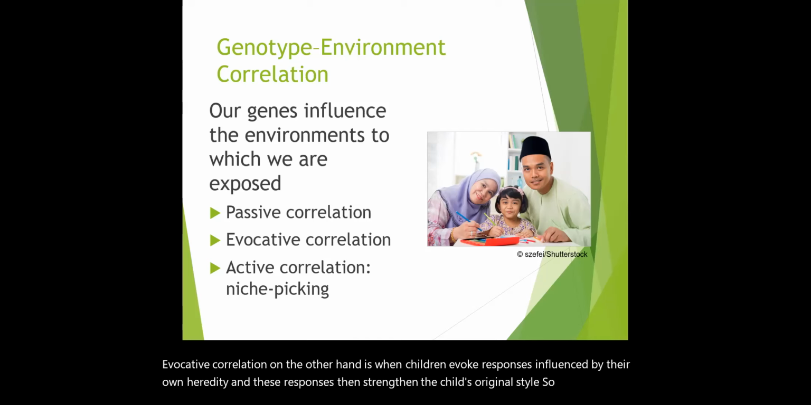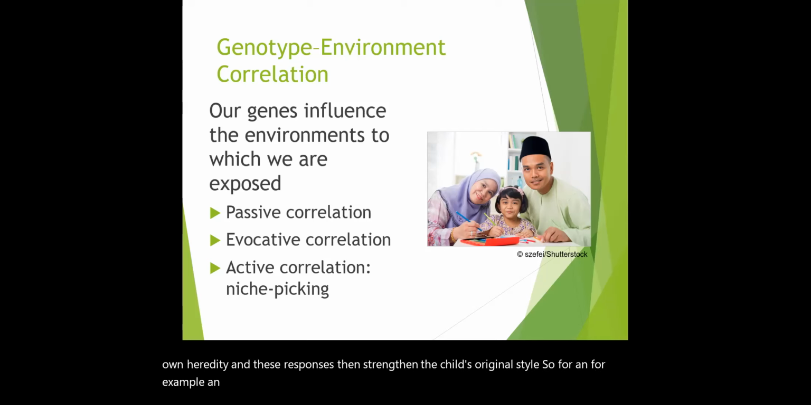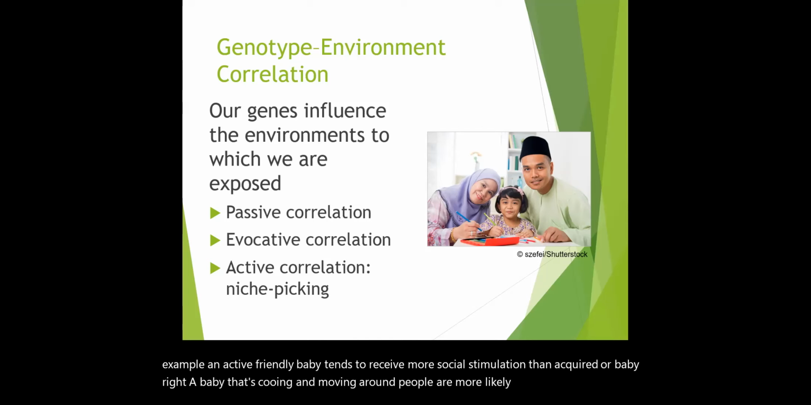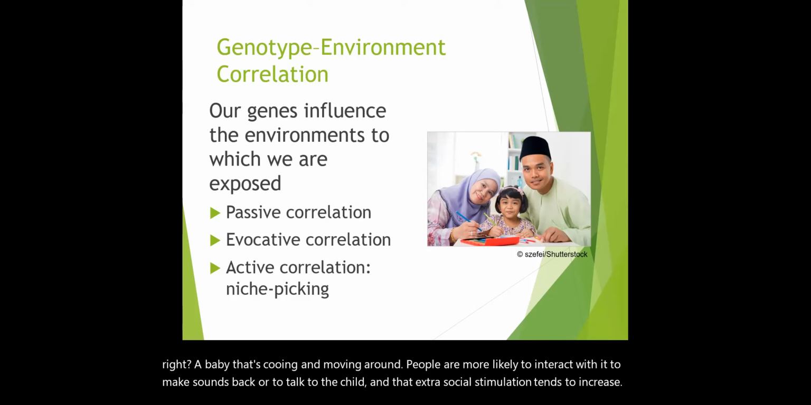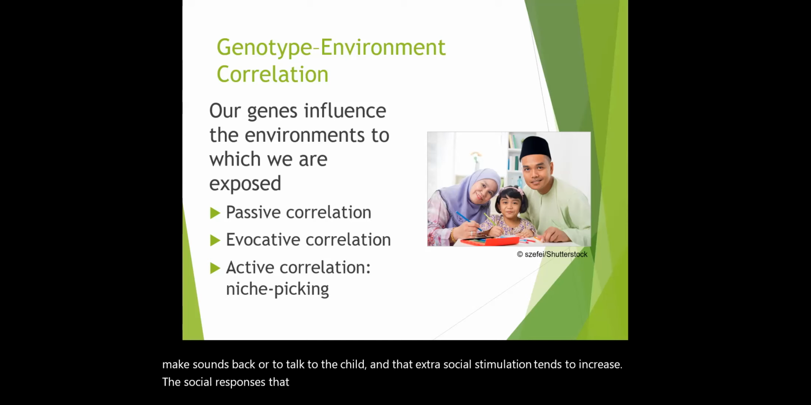So for example, an active, friendly baby tends to receive more social stimulation than a quieter baby, right? A baby that's cooing and moving around, people are more likely to interact with it, to make sounds back or to talk to the child. And that extra social stimulation tends to increase the social responses that the child gives as well. So it evokes more social responses from others, and that strengthens the original style.